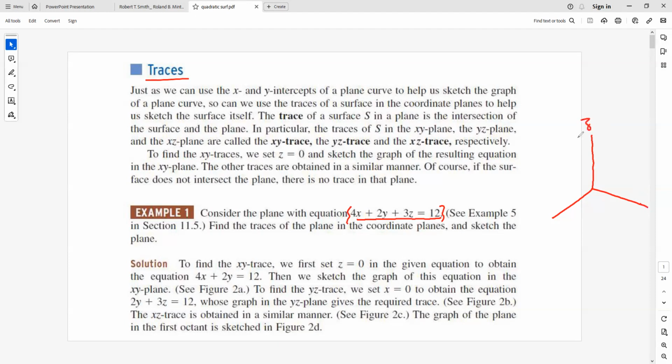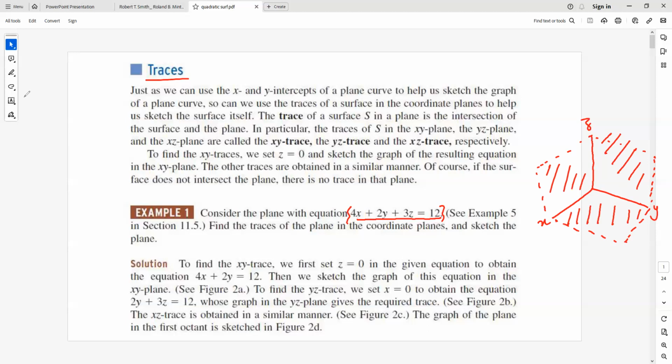So this is the z-axis, this is the x-axis, and this is the y-axis. Now we know that this plane here is the zy plane, and this plane is the xy plane. And here, this one is the zx plane, right? So these are the xy, yz, and zx planes. Now we have to see how to draw the trace of a surface in these planes.